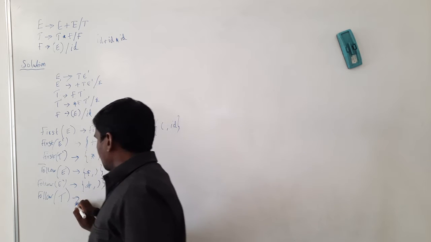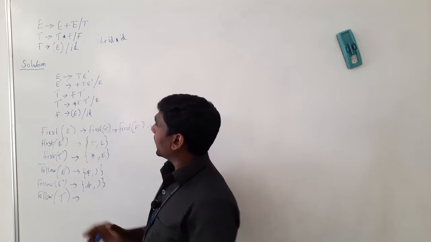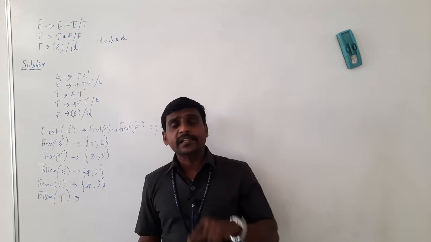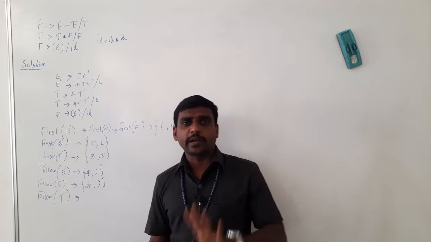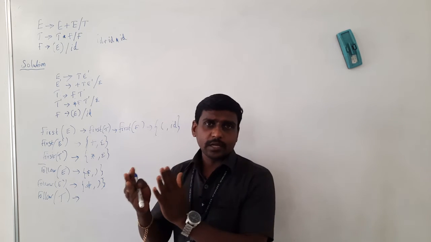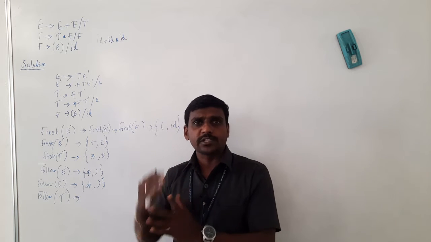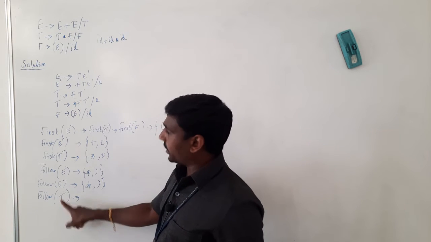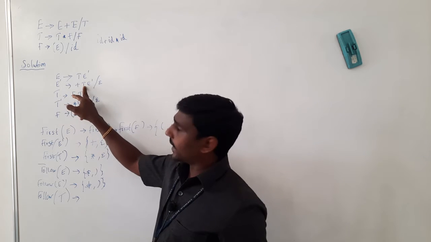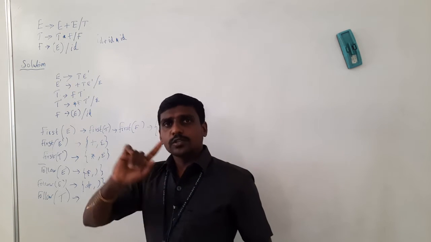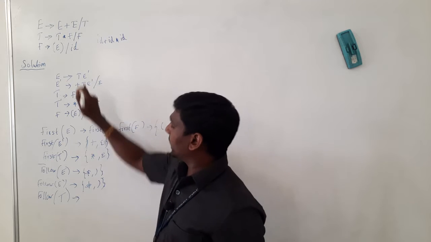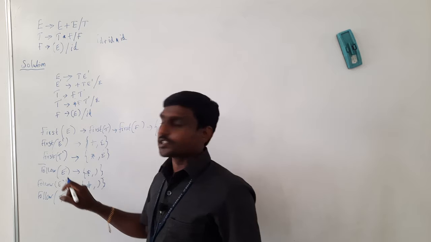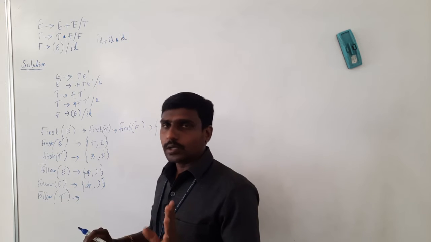Follow of T. What is follow of T? I have to see the right side of the arrow. T is followed by E dash. So I want to check E dash first. If there is epsilon, I want to write follow of E. Any doubt, you can refer to how to find the follow function in the previous videos. Once again, to find follow of T, on the right side of the arrow T is immediately followed by one variable, so I want to see the first of that variable. E dash first is plus. If there is epsilon, I want to include the follow function for that variable also. This is the rule.